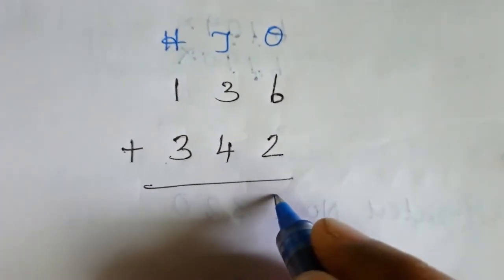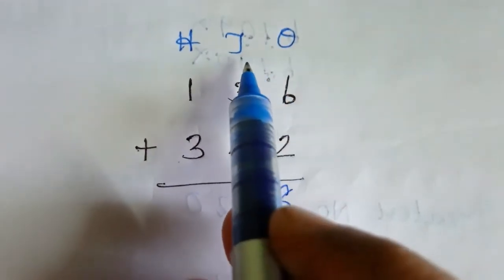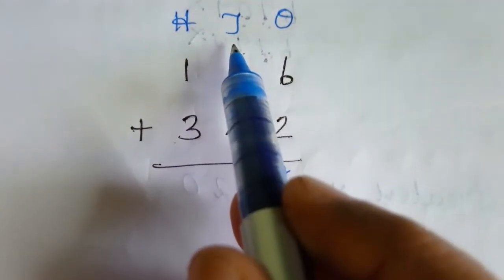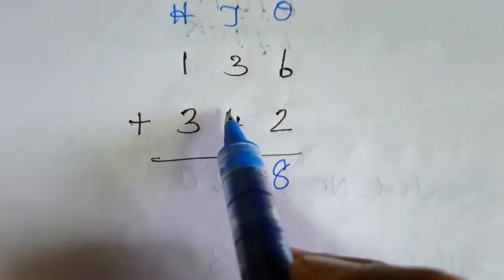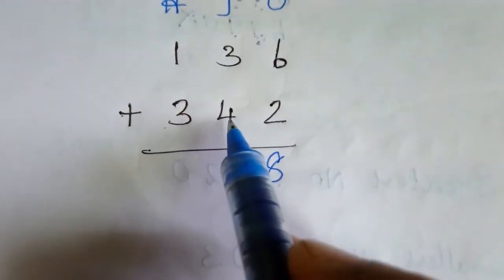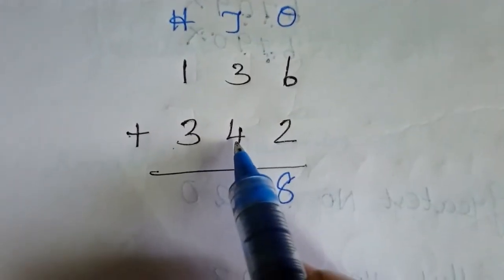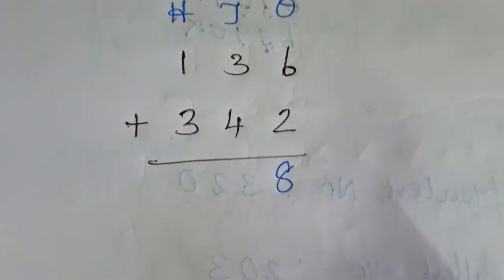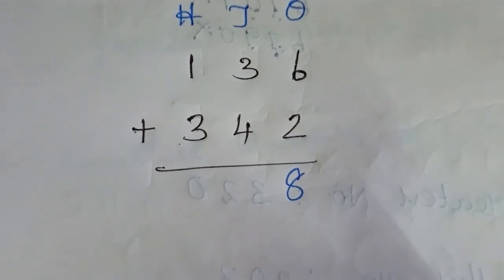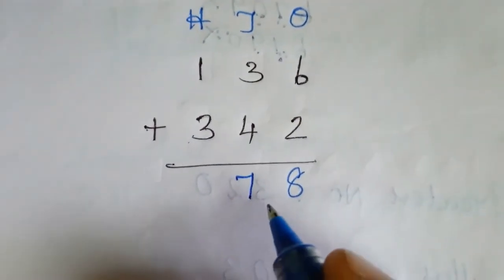So write 8 in the ones place, and next add the values in the tens place. The tens place values are 3 and 4. Here the greater number is 4, so you have to keep 4 in mind and take 3 in your fingers. So 4, after that 5, 6 and 7. So the tens place value is 7.